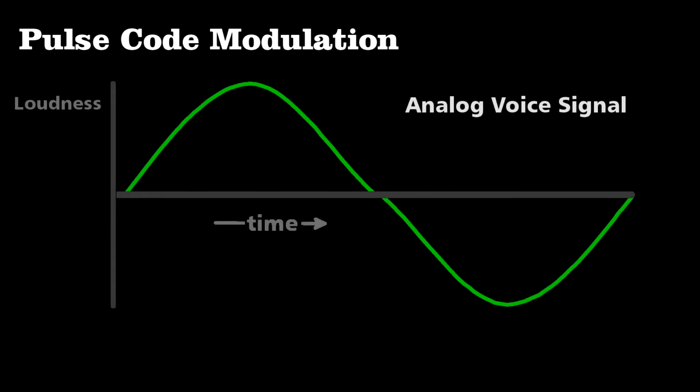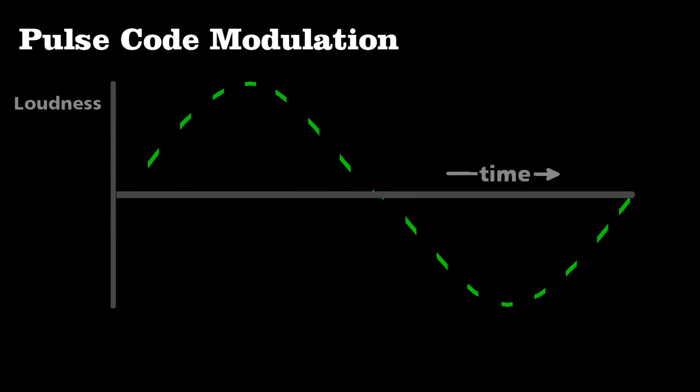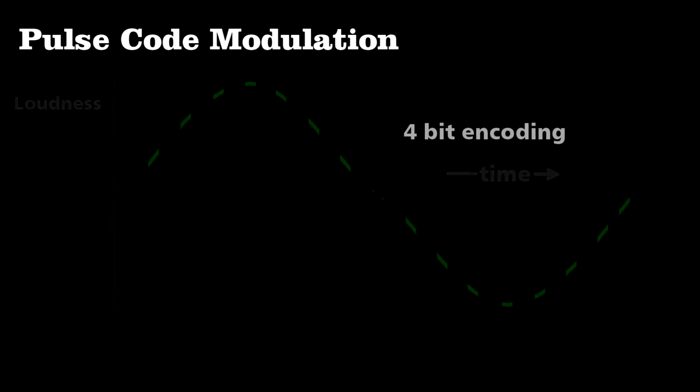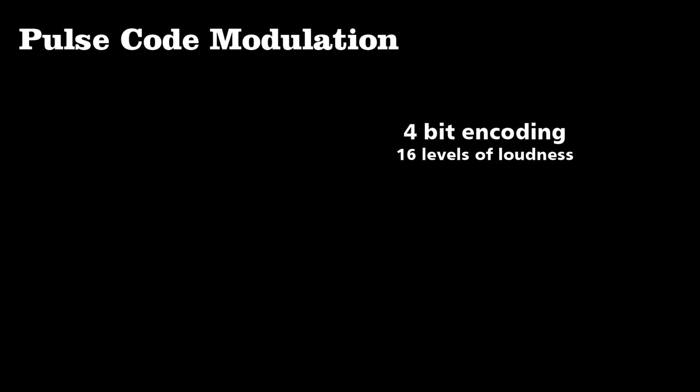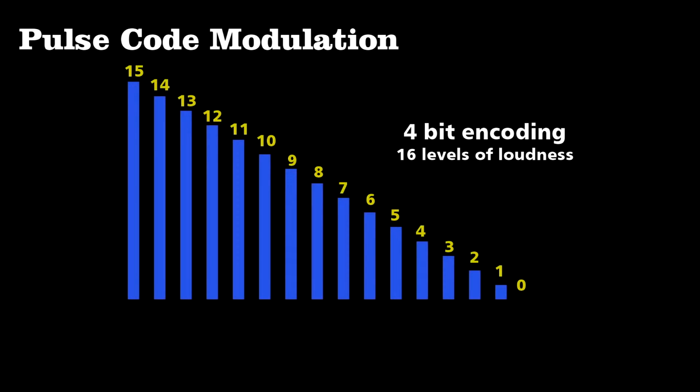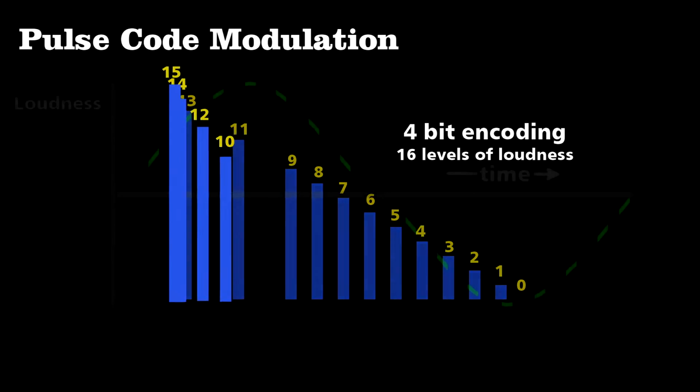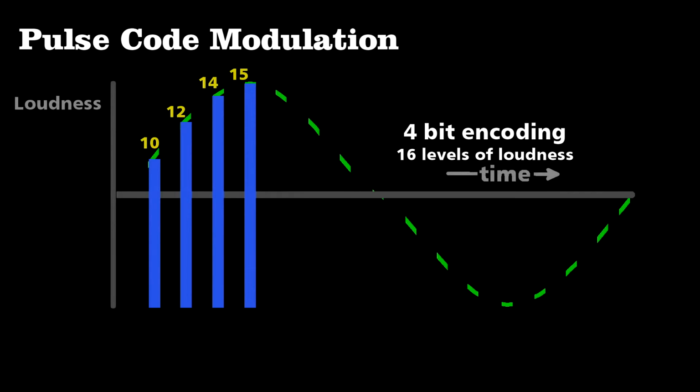To transmit an analog signal like voice from a phone call along the cable, engineers use pulse code modulation. We take an analog signal and cut it up into sections and then approximate the wave's loudness or amplitude as best we can. We want to make this a digital signal, which means discrete values of loudness and not just any value. For example, I'll use 4 bits, which means I have 16 possible values for the loudness. So the first 4 sections of the signal could be approximated by about 10, 12, 14, and 15.